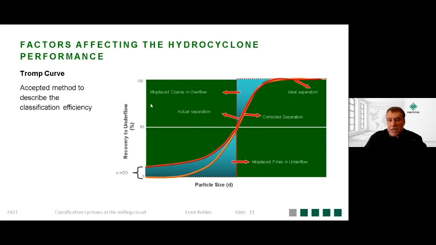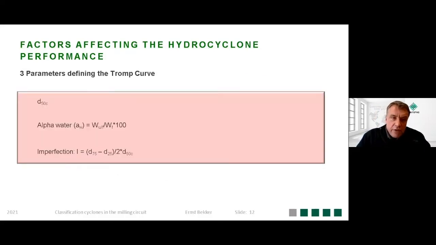And the steeper this curve, the better the separation. So you will then have a different cut point. So we've got a D50 actual cut point and a D50 corrected cut point. D50 is the particle size where you've got a 50-50% probability of reporting either to overflow or to underflow.